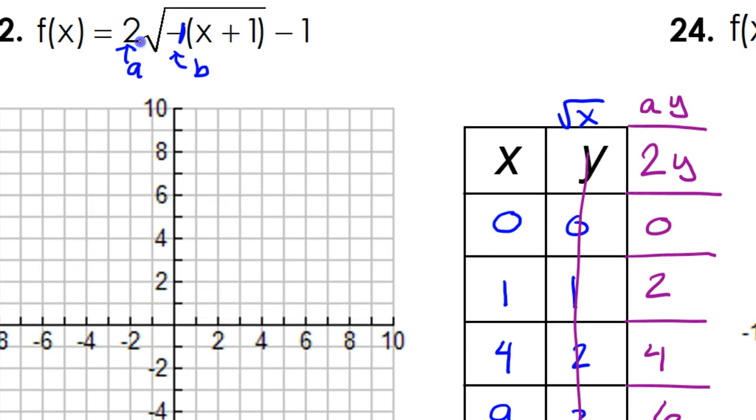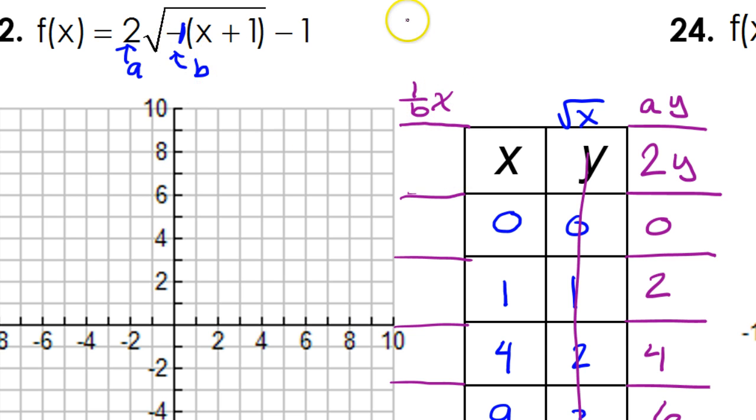Alright, so we've taken care of the a value. Now for the b value. When you have a b value, you make a new x column. So I'm going to just make a new x column like this. Okay, and the new x column is the reciprocal of the b value times all the x's.